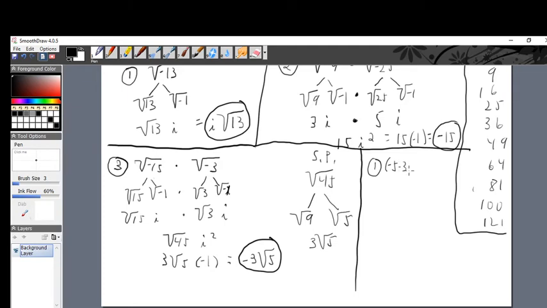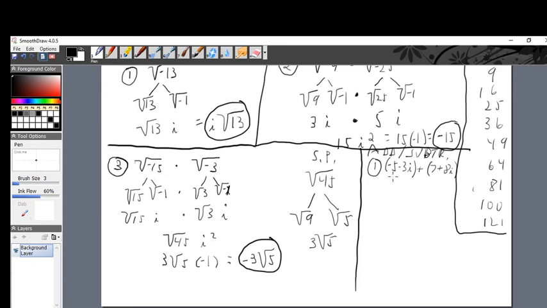minus 5 minus 3i plus 7 plus 8i? So we're dealing with addition and subtraction of complex numbers.